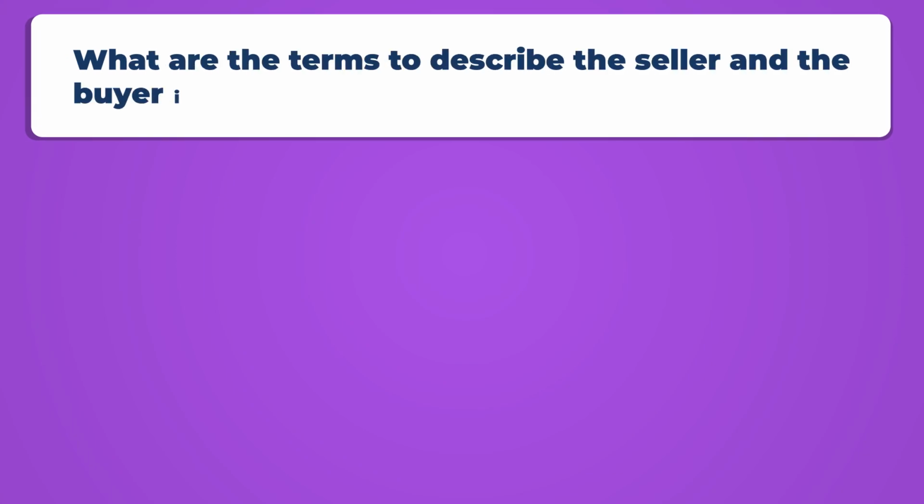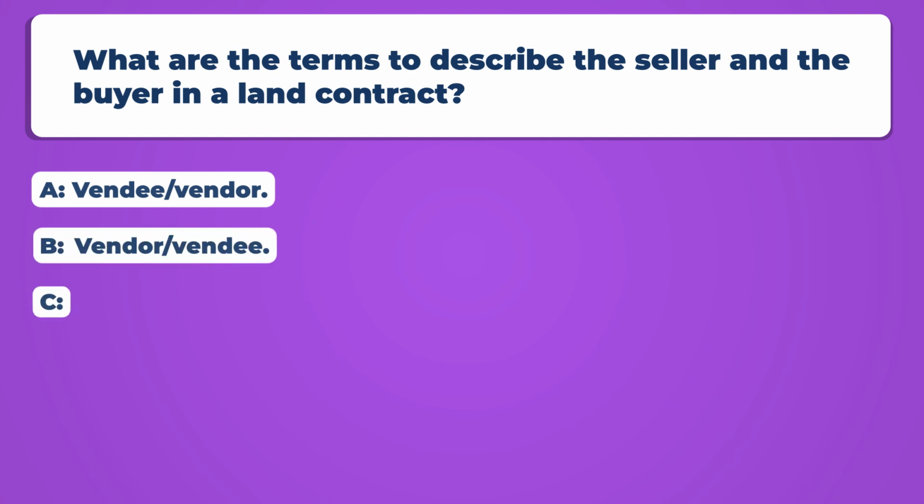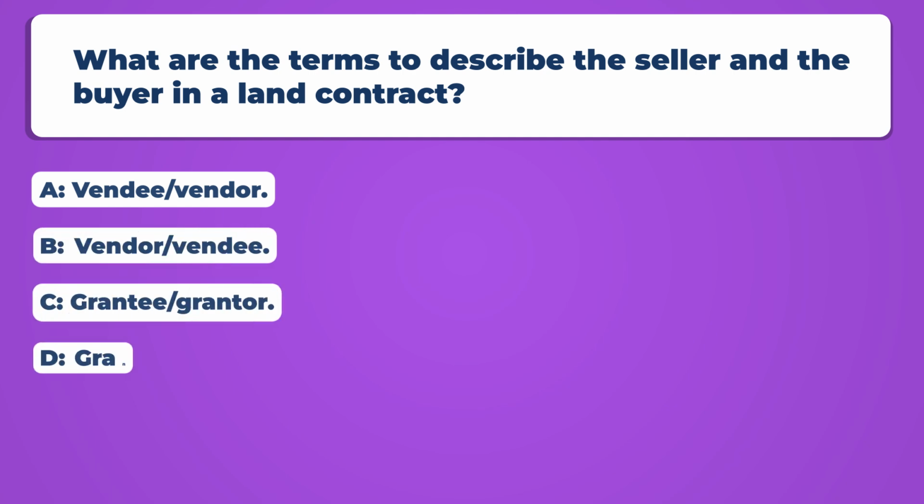Second question: what are the terms to describe the seller and the buyer in a land contract? A. Vendee and vendor. B. Vendor and vendee. C. Grantee and grantor. D. Grantor and grantee. Think about the answer. Got it. The correct option is B. As I said before, a land contract is an agreement between a seller, also known as the vendor, and a buyer, also known as the vendee.